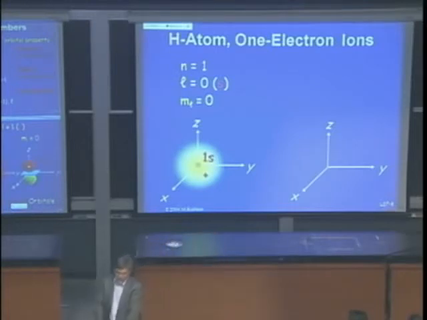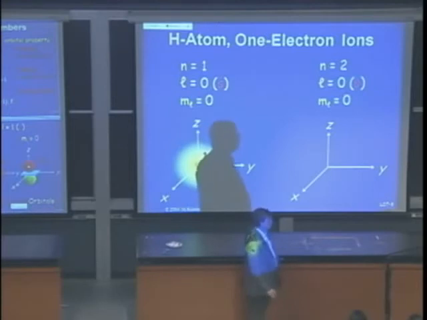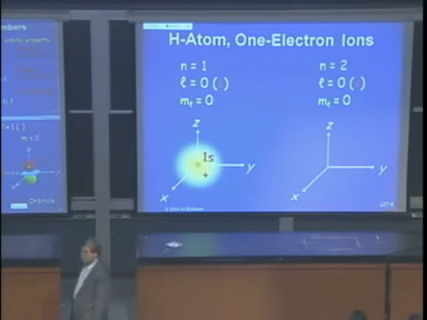So let's see n equals 2. So the principal quantum number is 2. What could L be? L could be 0, and with this, M sub L could be 0. Is that right? So this is a 2s orbital, because we have that number 2, and we call this a 2s orbital. So how would that look?